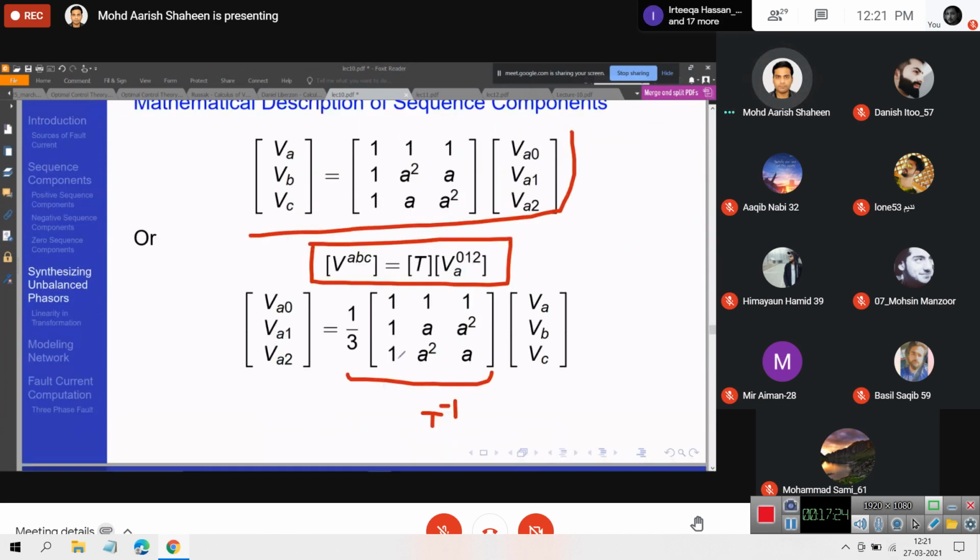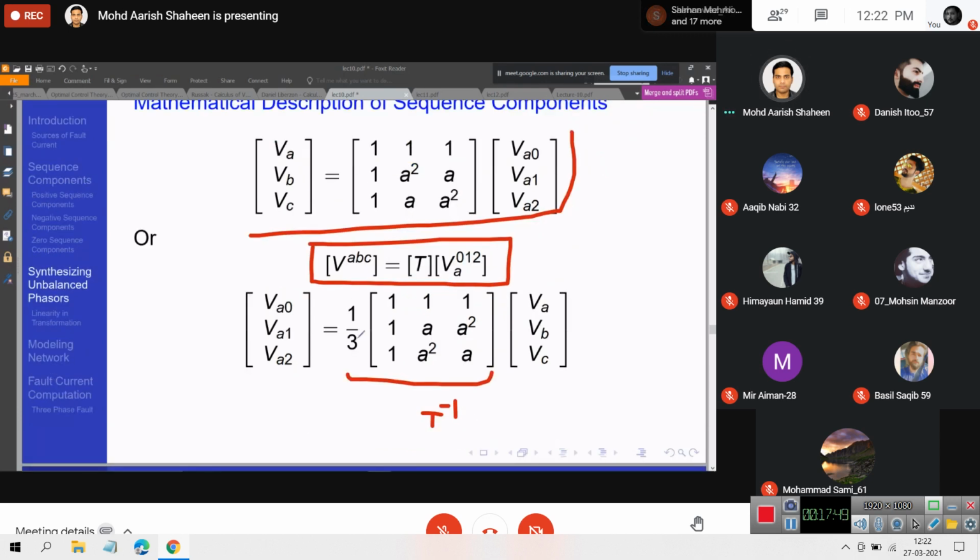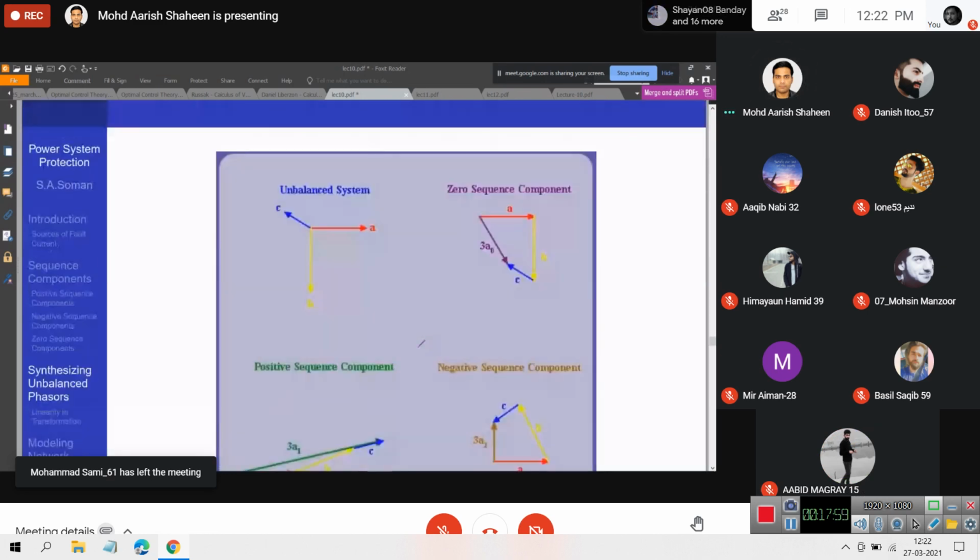Look at the structure of T inverse. It is basically obtained from the original matrix. This is the original matrix. What we do is we basically conjugate the original matrix. Conjugation only works on complex numbers, so the real numbers 1 1 1 1 1 1 are unaffected. The conjugate of a is a square, the conjugate of a is a square, and finally the conjugate of a square is a. We also have to divide by 3. Okay, so I will not go into why this is so. You can maybe look up any book on power systems where the derivations etc. are given.